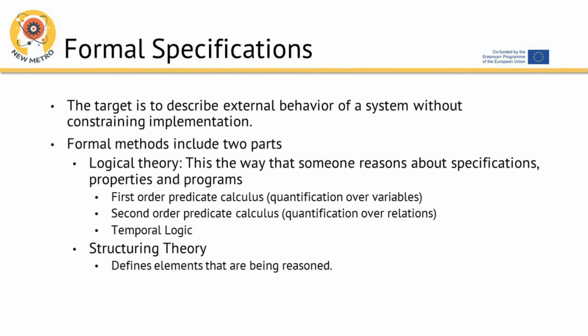Formal methods include two parts. Logical theory, this is the way that someone reasons about specifications, properties and programs. First-order predicate calculus, quantification over variables. Second-order predicate calculus, quantification over relations. Temporal logic. Structuring theory. Defines elements that are being reasoned.